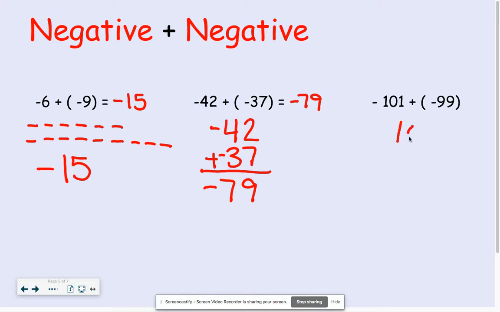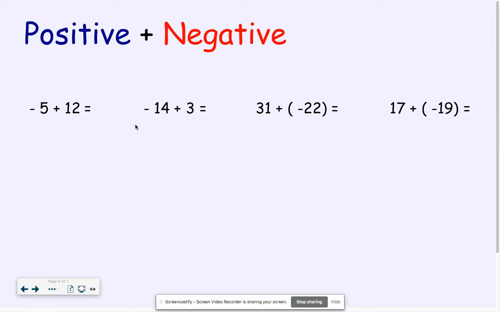We have 101 and we have 99. When we add them together, we end up with 200. But because they both were negatives, we end up with negative 200. So again, when you have a negative and a negative, you're going to get a bigger negative number.